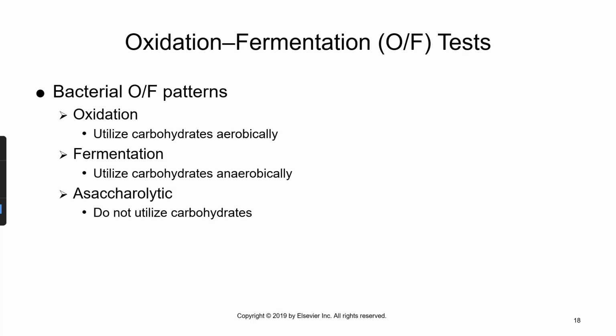So oxidation uses it aerobically, fermentation uses it anaerobically, and asaccharolytic means that they do not utilize carbohydrates. Anytime you put the letter A in front of something, it usually means the absence of. So A, the absence of, saccharolytic. We're talking about sugar. Lytic is the ability to break apart sugars. So these asaccharolytic microorganisms do not have the ability to break apart sugars.